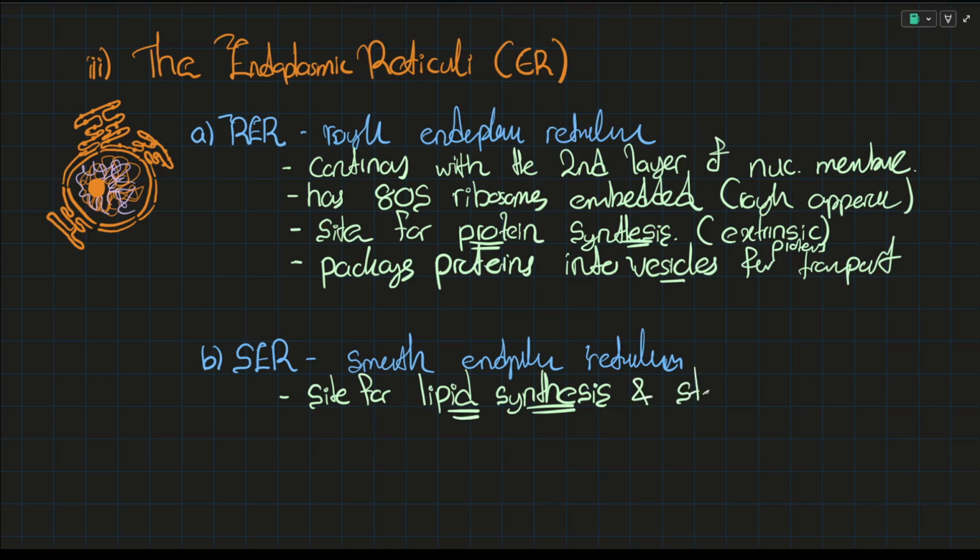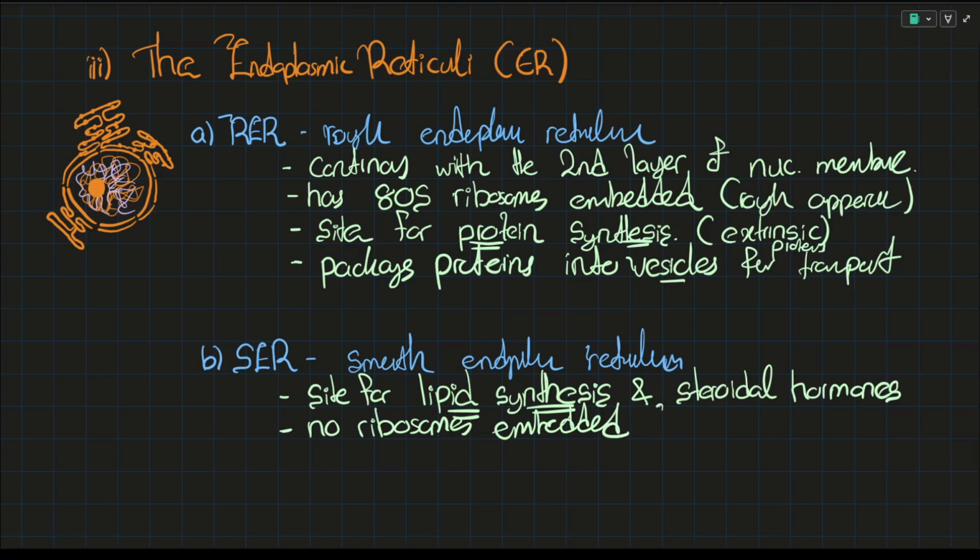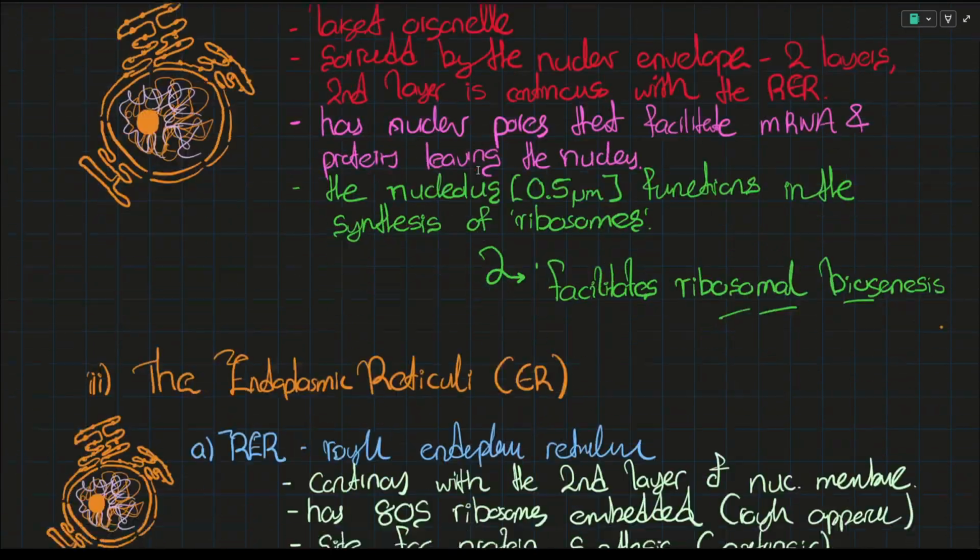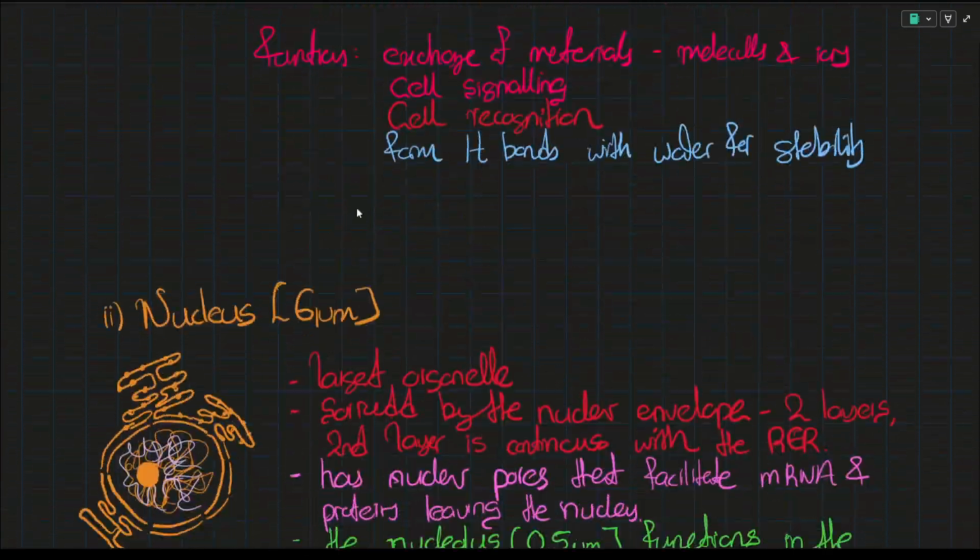And we are also producing steroidal hormones. And obviously no ribosomes embedded, hence the smooth appearance. Along the same chain, we also talked about the Golgi apparatus.